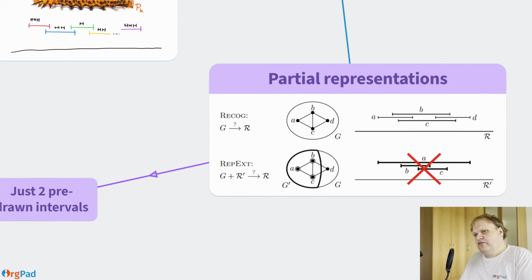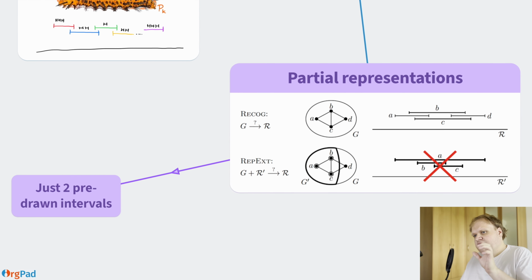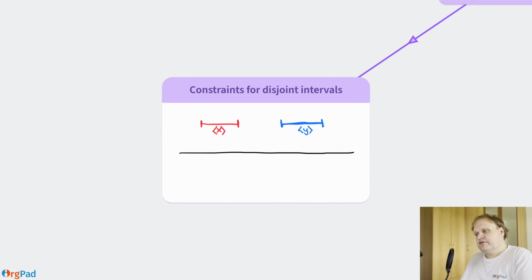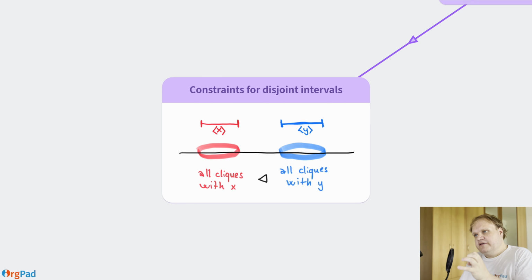So let's just consider the situation where two intervals are predrawn. If we have just two intervals, if they are disjoint and x appears on the left of y, we immediately know that all the cliques containing x have to appear on the left of all cliques containing y. So we get some partial ordering on the maximal cliques.